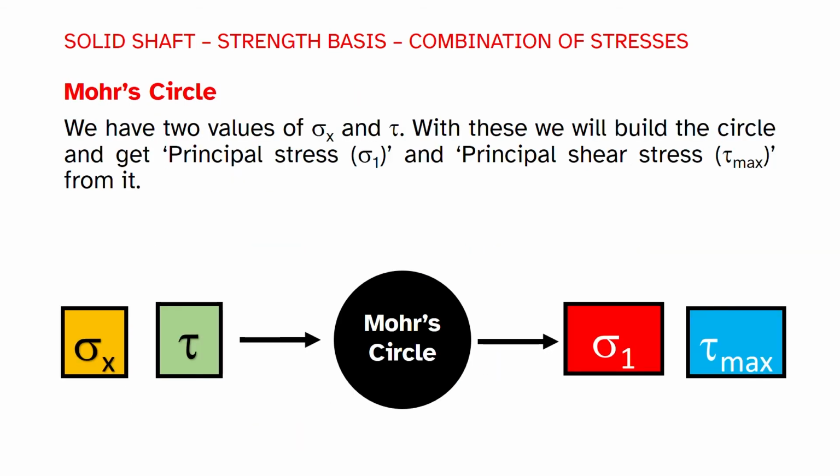Let's look at Mohr's circle. You can think of Mohr's circle as a function which takes in 2 values and gives out 2 values, which are helpful for designing the shaft. It takes in sigma x and tau, as discussed before. It gives out principal stress and principal shear stress as output. Based on these 2 values, we will design the shaft.